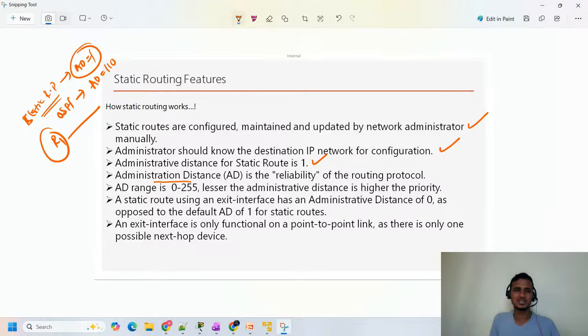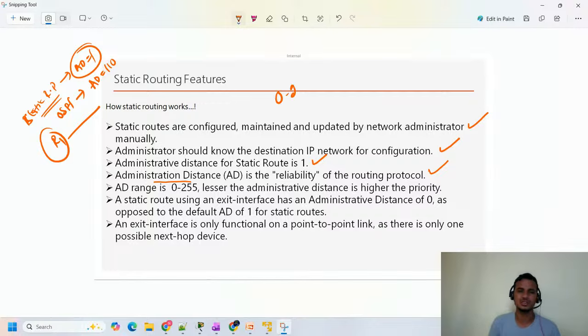If you configure multiple routing protocols in the same router, the AD value is used to select which is the more trustworthy. Whichever routing protocol has the lower AD value is going to be considered the more reliable routing protocol. And guys, you will see the range of the AD is 0 to 255.